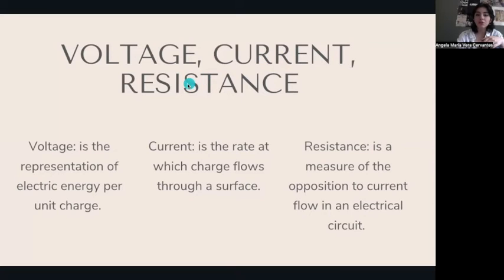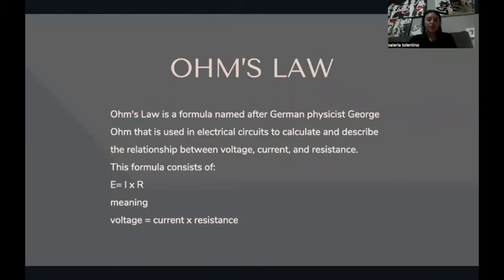Voltage, current, and resistance. Voltage is the representation of electric energy per unit charge. Current is the rate at which charge flows through a surface, and resistance is a measure of opposition to current flow in an electrical circuit. Ohm's law. Ohm's law is a formula named after German physicist Georg Ohm that is used in electrical circuits to calculate and describe the relationship between voltage, current, and resistance. This formula consists of E equals I times R, meaning voltage equals current times resistance.